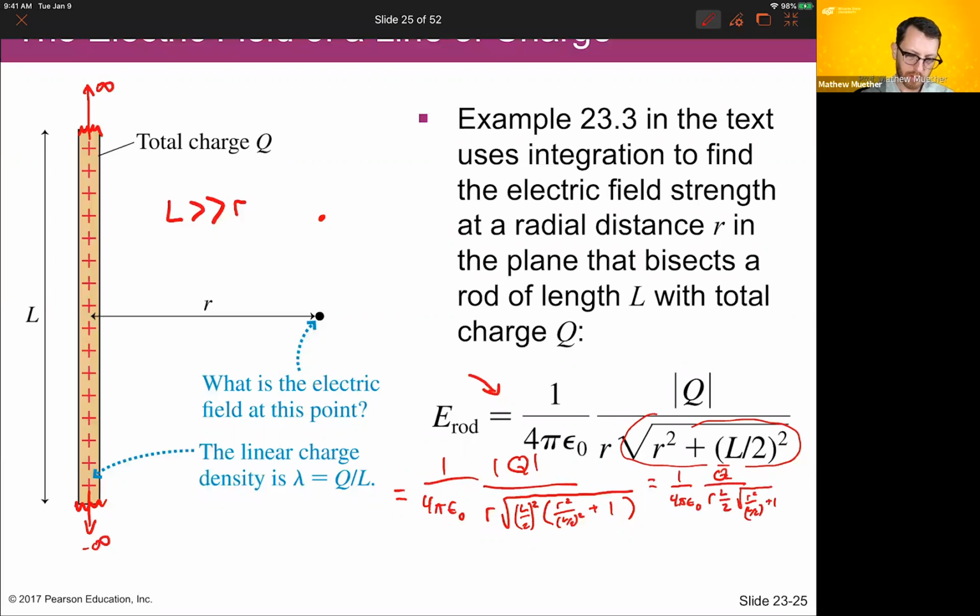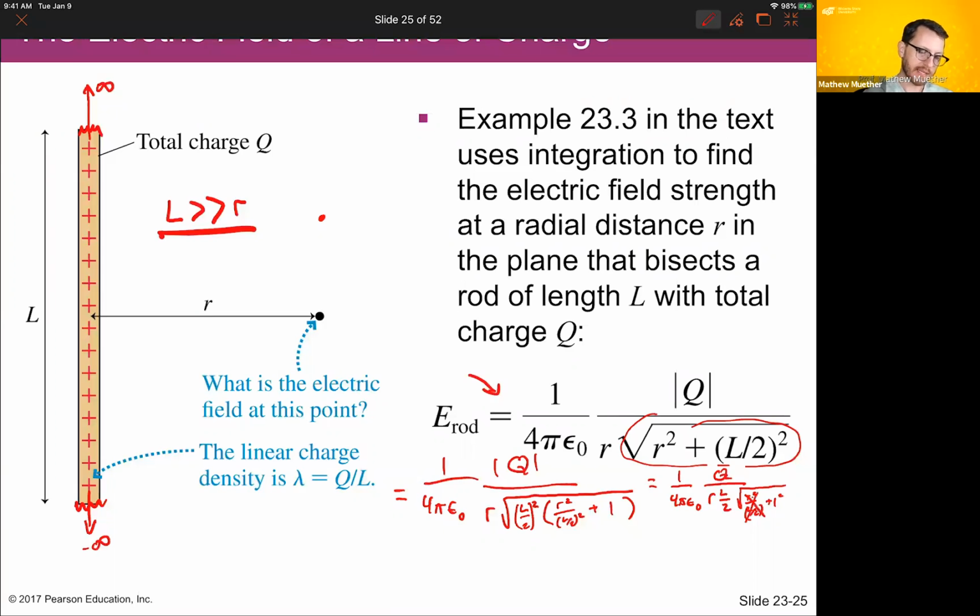Plus 1. Okay. And so now here's what I want to do. I just saw that I have this limit here, that L is huge compared to R. And so that means that this term here, where I have R over something that's like L, I can neglect because this is going to be a very tiny value.